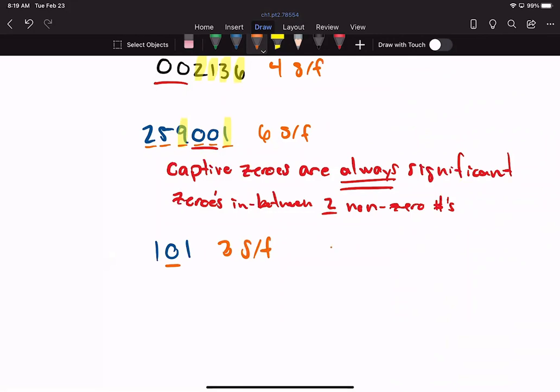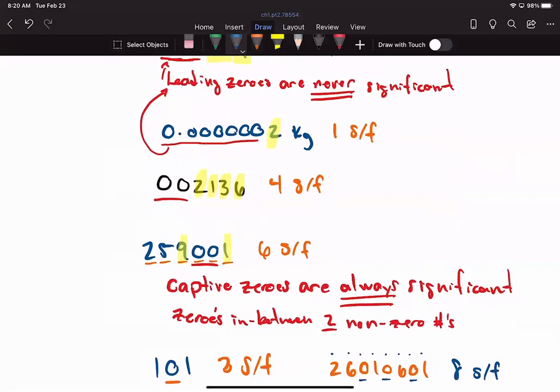Captive zero. And actually, let's do this, right? I happen to have 1, 2, 3. They're all captive zeros. So I'm going to count all of them, and we have 1, 2, 3, 4, 5, 6, 7, 8 significant figures. So this is how we determine.